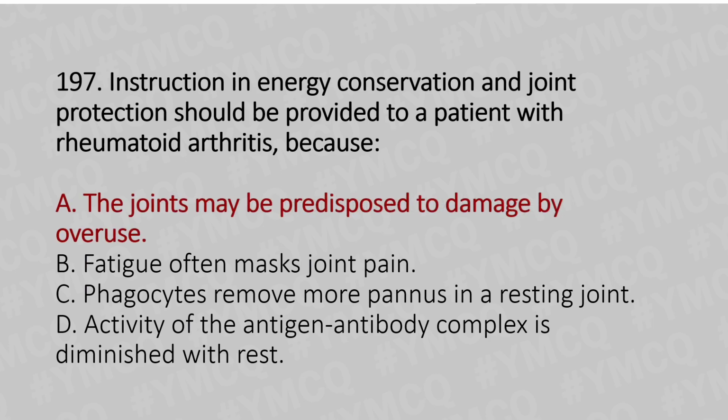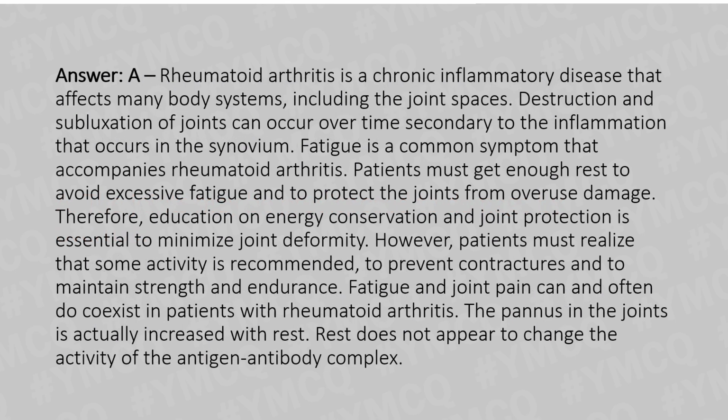Option A. The joints may be predisposed to damage by overuse. Explanation to this answer is rheumatoid arthritis is a chronic inflammatory disease that affects many body systems, including the joint spaces. Destruction and subluxation of joints can occur over time secondary to the inflammation that occurs in the synovium.